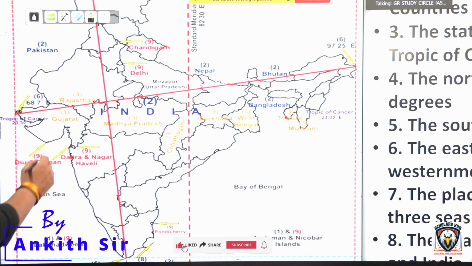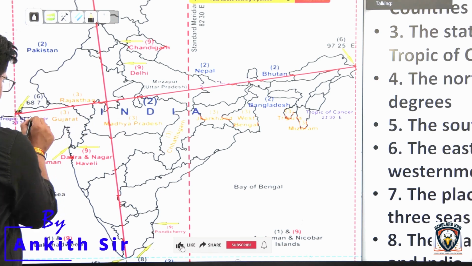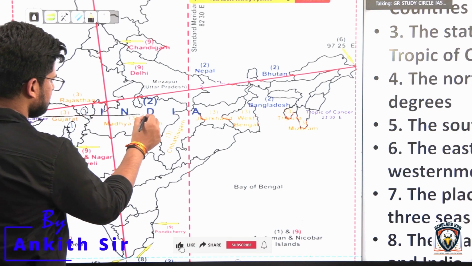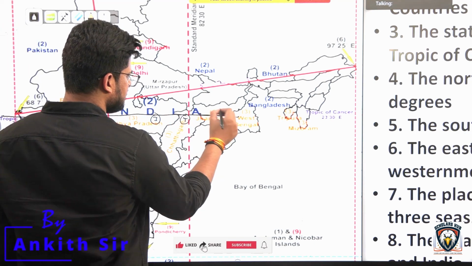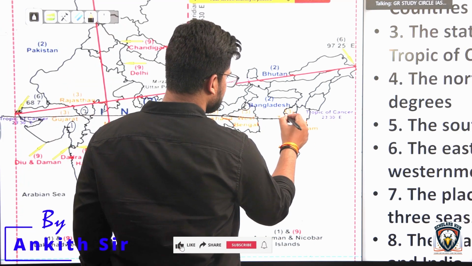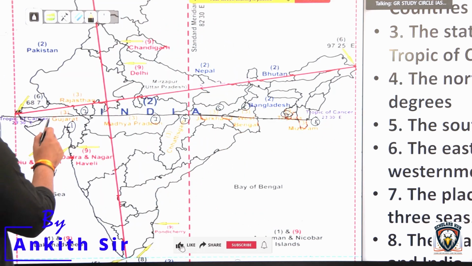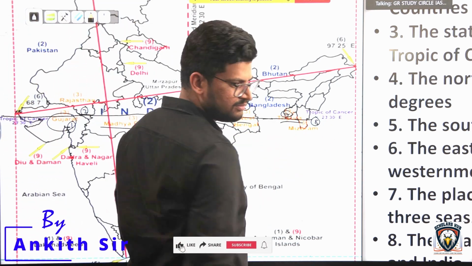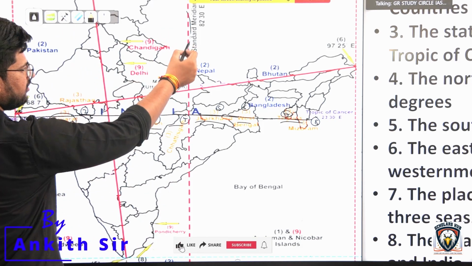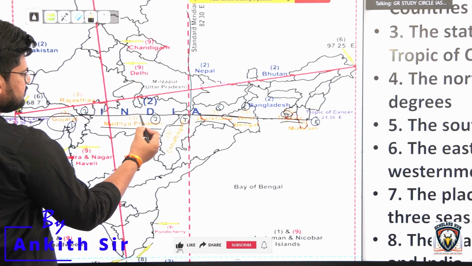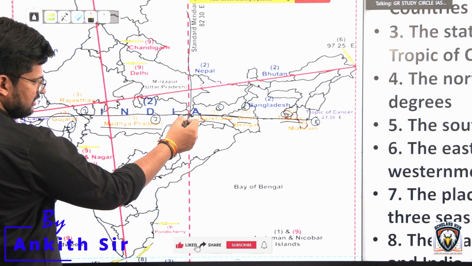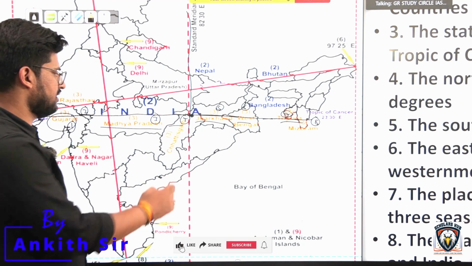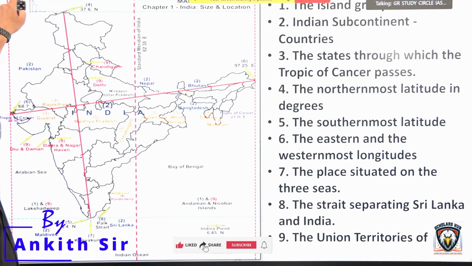Very important. First thing, look at this line. It passes through Gujarat, some part of Rajasthan, Madhya Pradesh, then Chhattisgarh, Jharkhand, West Bengal, Tripura and Mizoram. So the states are Gujarat, Rajasthan, Madhya Pradesh, Chhattisgarh, Jharkhand, West Bengal, Tripura and Mizoram. And where the 82.5 degree east longitude and the Tropic of Cancer intersect is at Baikunthpur. There is a national park located there, Sanjay National Park. And you know the latitudinal extent of India.